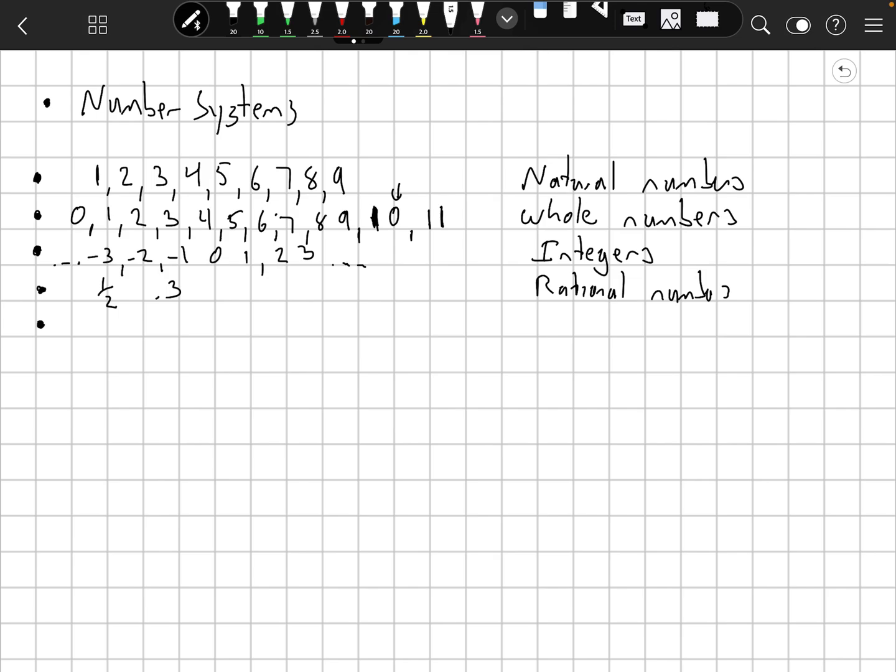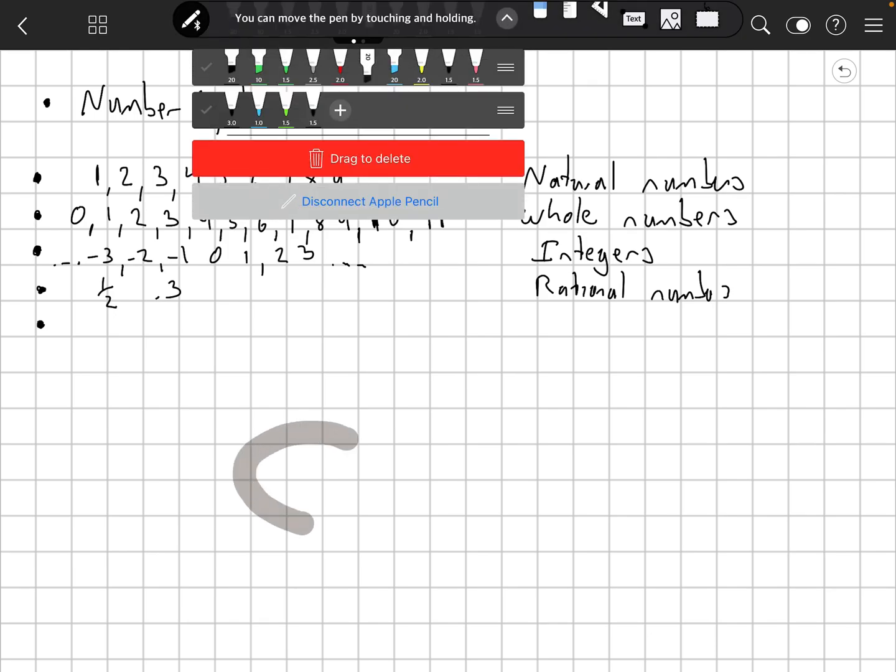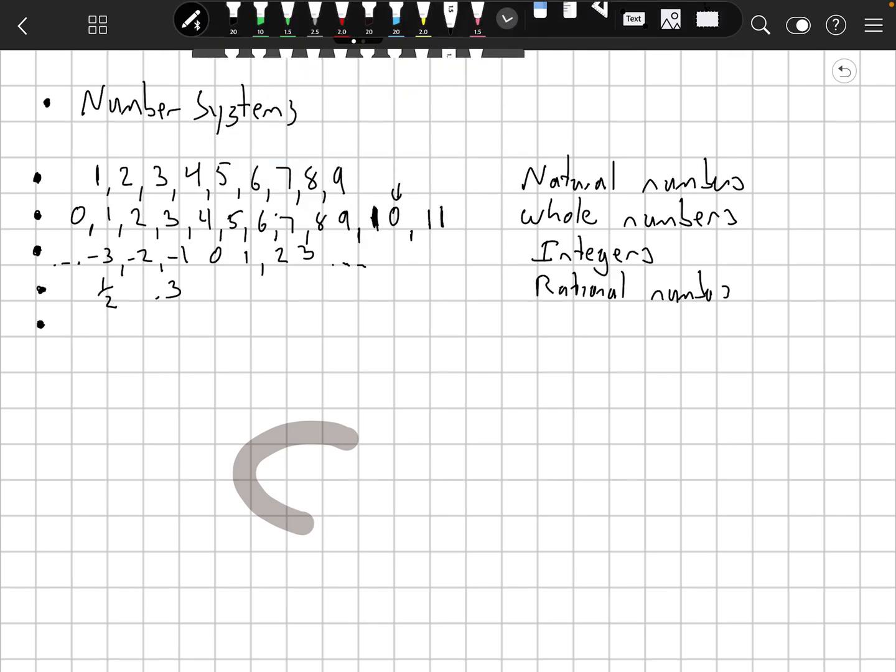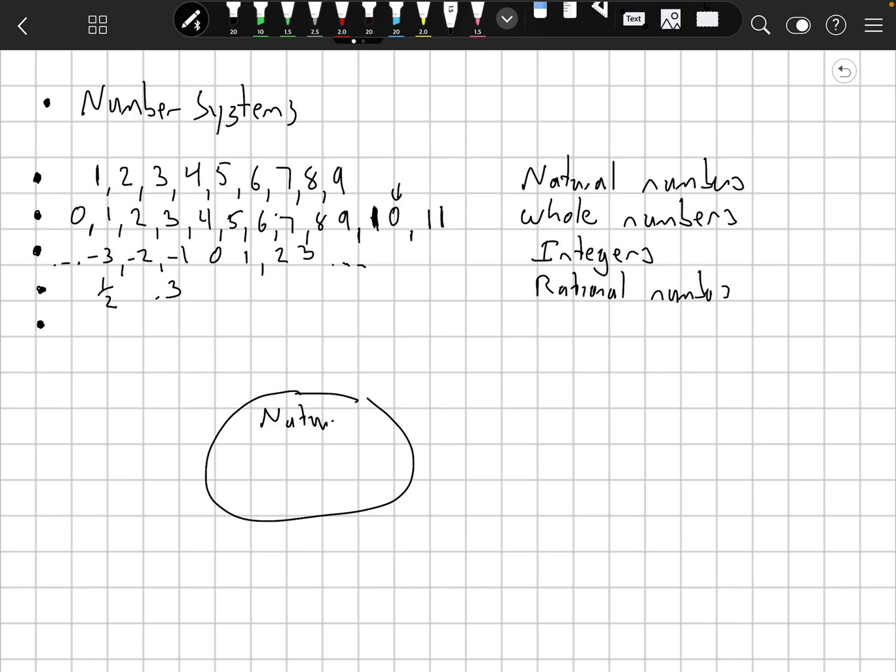And let's just talk about these. So if the natural numbers is a set of numbers, I'm going to kind of use a Venn diagram here. Well, let's make it sort of small so we can fit everything on the page. So just, oh, that didn't work. Let's try it again. Okay, sorry about that. So this is natural.